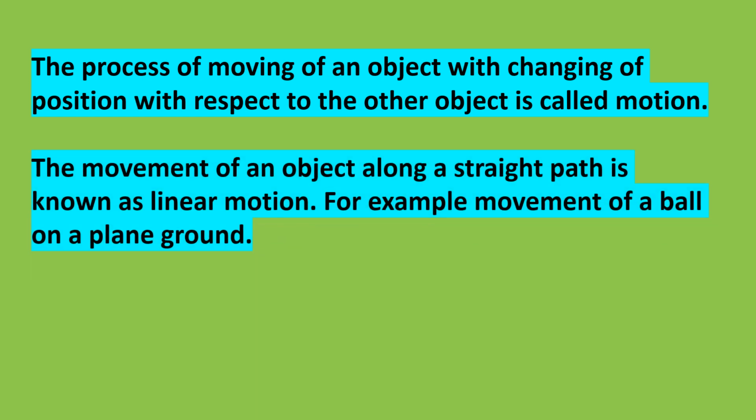The movement of an object along a straight path is known as linear motion. For example, movement of a ball on a playground. Whatever the object is, it moves. For example, I have taken here a ball. If a ball moves along a straight path, it is known as linear motion. So whatever moves in a straight line is called linear motion.